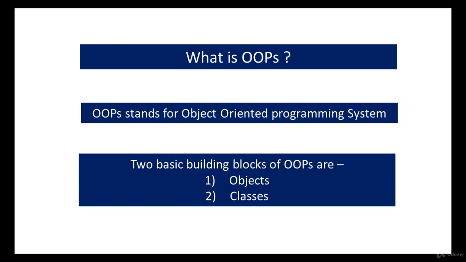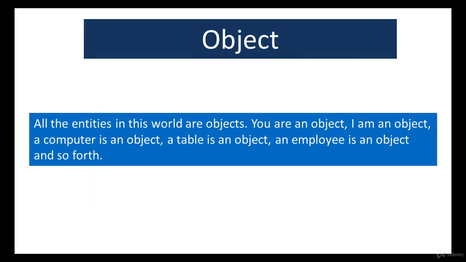There are two basic building blocks of OOPS. One is objects, another is classes. See, an object, what is an object? All the entities in this world are objects. You are an object, I am an object, a computer is an object, a table is an object, an employee is an object, a student is an object, a fan is an object. All the things that we see in our daily life, they are objects.